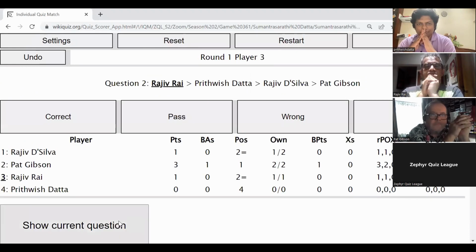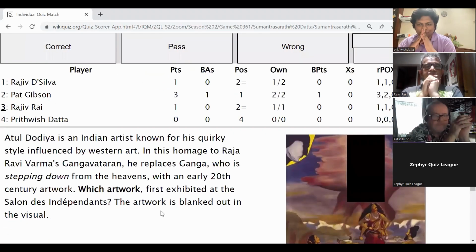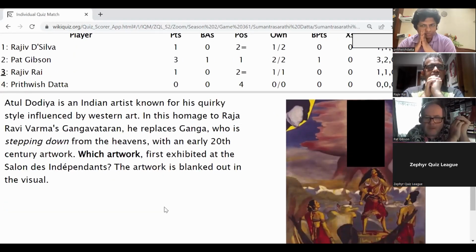And the second one, Atul Dodia is an Indian artist known for his quirky style influenced by Western art. In his homage to Ravi Verma's Ganga Vataran, he replaces Ganga, who is stepping down from the heavens, with an early 20th century artwork. Which artwork was exhibited at the Salon des Indépendants? The artwork is blanked out in the visual.